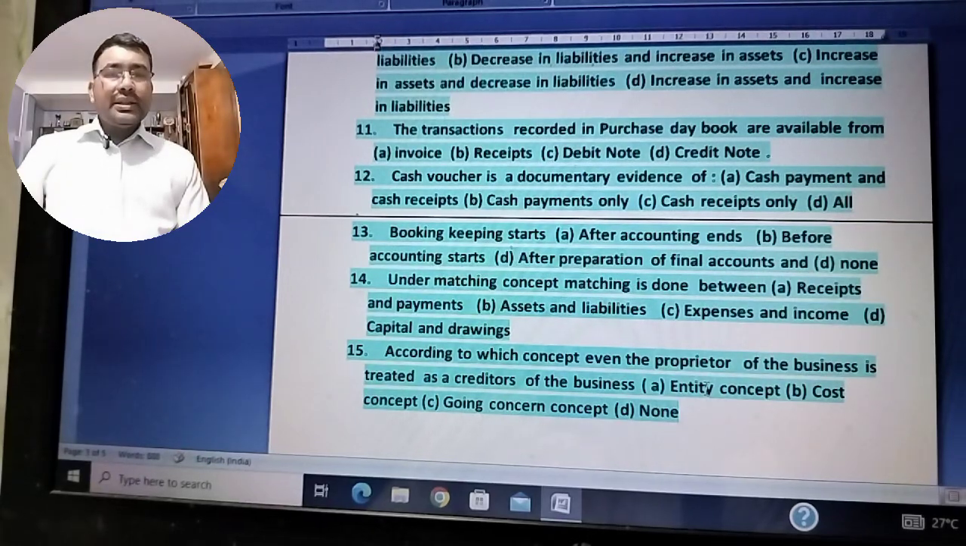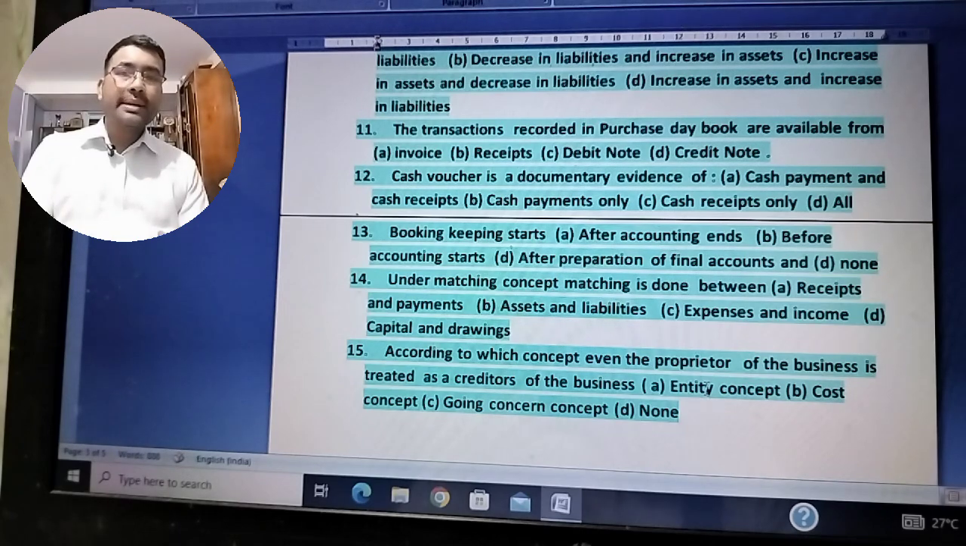So this is the second set of 15 questions on accountancy. Tomorrow I will be back with another 15 questions from other chapters.